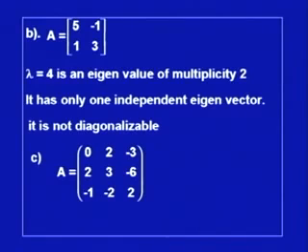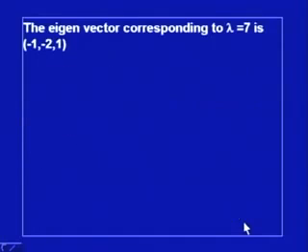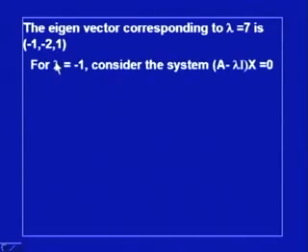Now, this is another example, a 3 by 3 matrix. This matrix has eigenvalues minus 1, minus 1 and 7. One can take this as an exercise to check. Then the eigenvector corresponding to lambda equal to 7 is minus 1, minus 2, 1. Again, this may be an exercise for you.